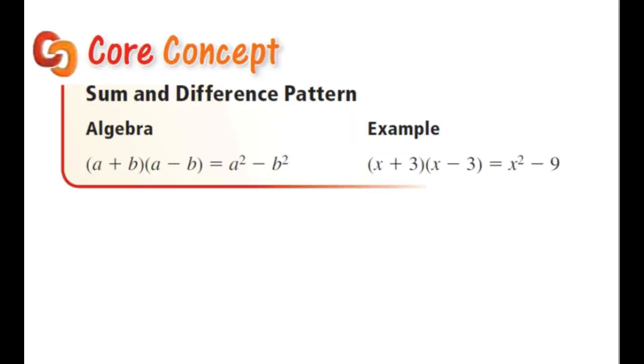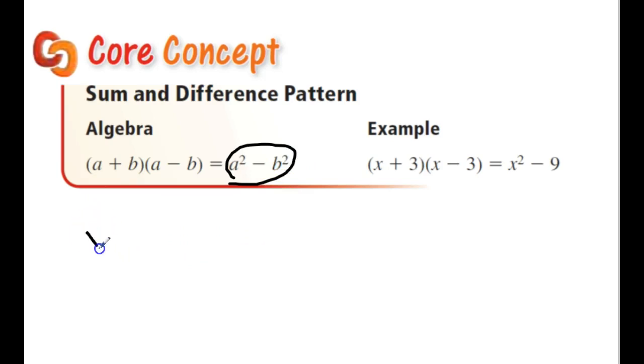Okay, so here's our other pattern that we're dealing with, the sum and difference pattern, right? This is going to be our second learning target. So here I see I have a term A, a thing A plus B times that A minus B. So here's what I'm going to always end up with. I'm going to always end up with this A squared minus B squared. Okay, so let's look at this in action.